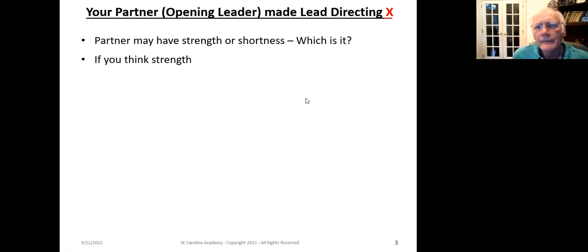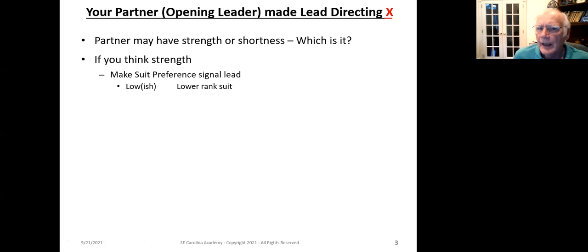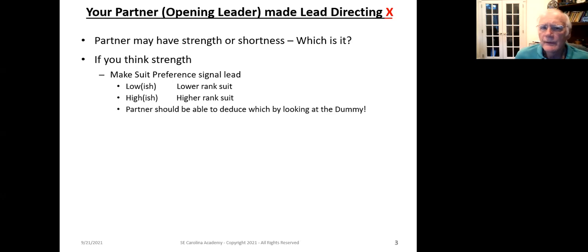Okay, if you think it's strength, you're going to make a suit preference lead signal if you do not have an honor in that suit. We're going to talk a lot more about suit preference in the coming weeks, but in this particular case, if you lead low, it's pointing to a lower ranking suit. For example, if your partner bid hearts and you led the two, it would point towards the clubs and the diamonds. If you led higher, it should point towards the spades.